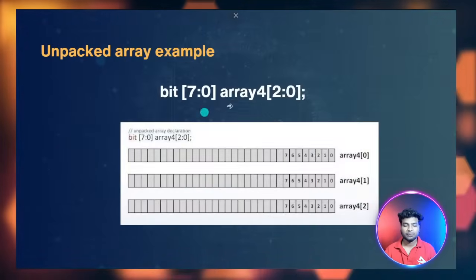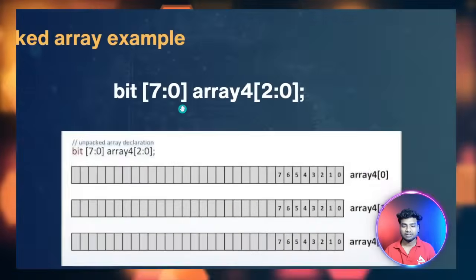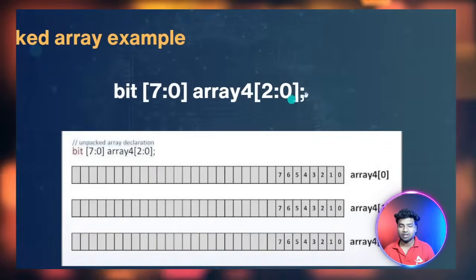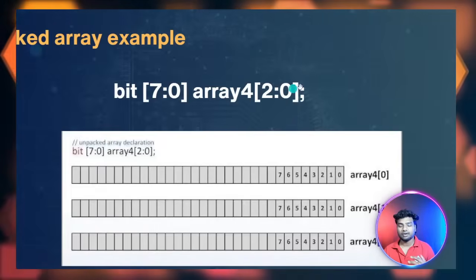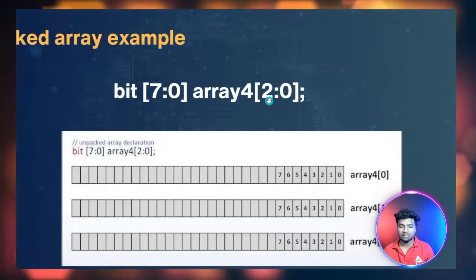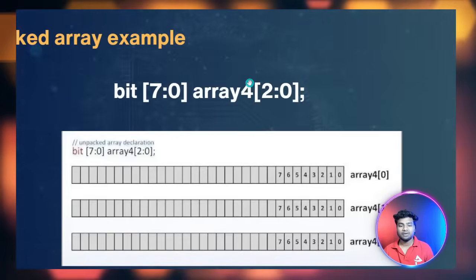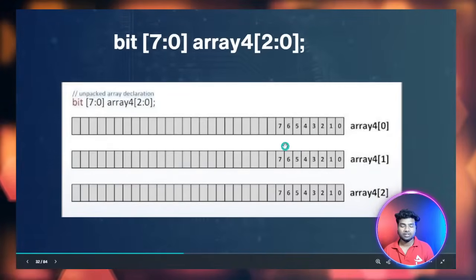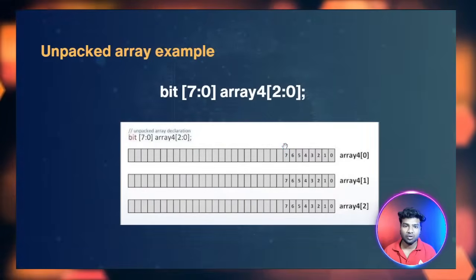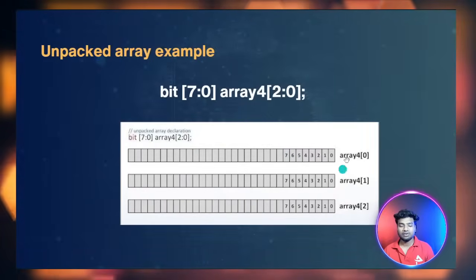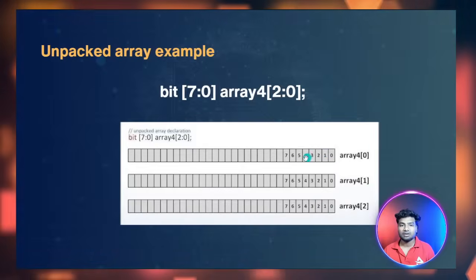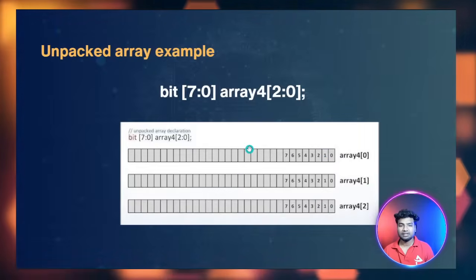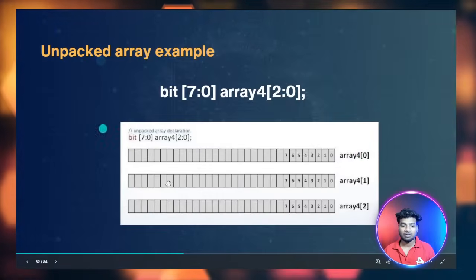This is an example of an unpacked array. The range after the array name refers to the array locations, the array rows. There are 3 rows, and each row has 8 bits of data, so 8 columns. This is how it looks, and this is how unpacked array memory is created. Each memory location is created separately, not linked. It is very separated in an unpacked array.